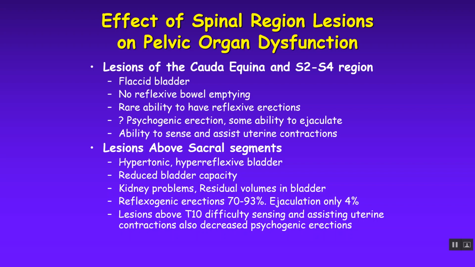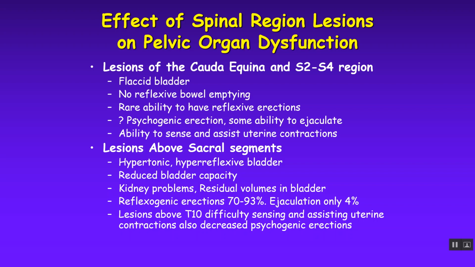They may have some ability to ejaculate, at least the voluntary, somatic part of that, if there are still some fibers from that T1 to L2 region innervating it. If you're a woman, you will still have the ability to sense and assist a uterine contraction. So if the damage is down the cauda equina, the area that supplies your uterus for sensation and the ability to help contract is above that.